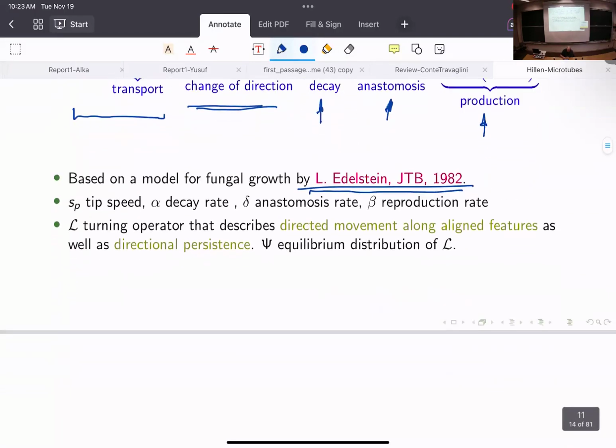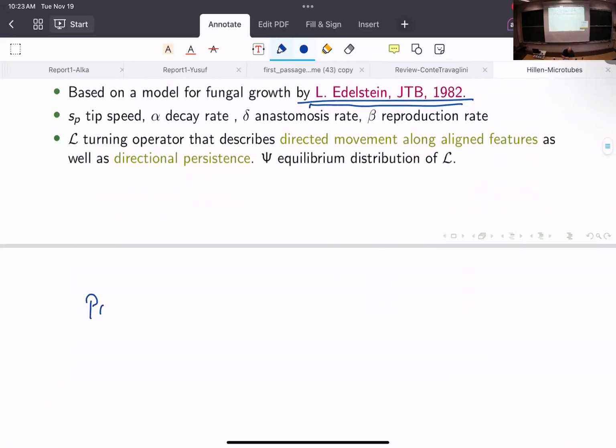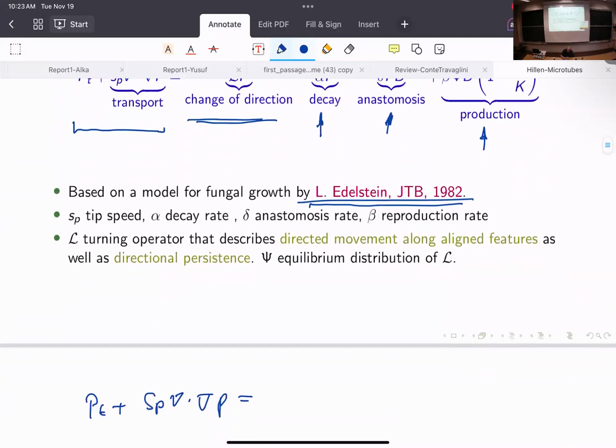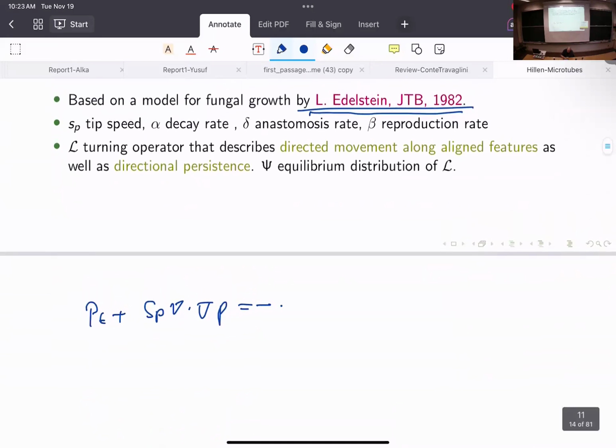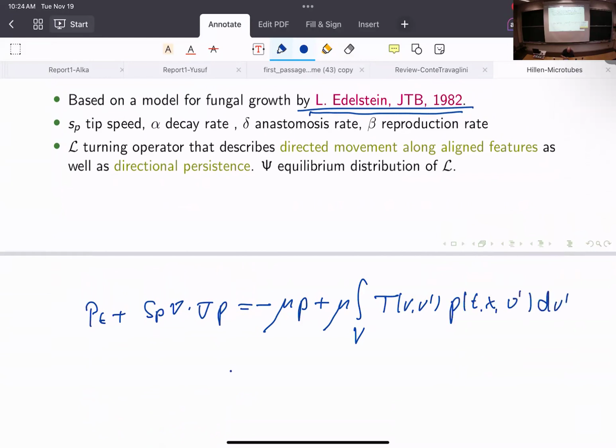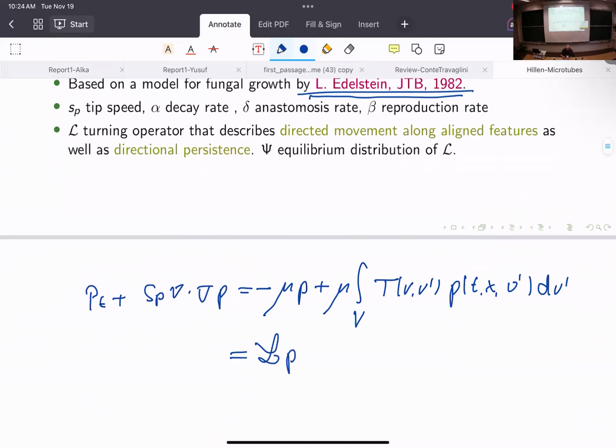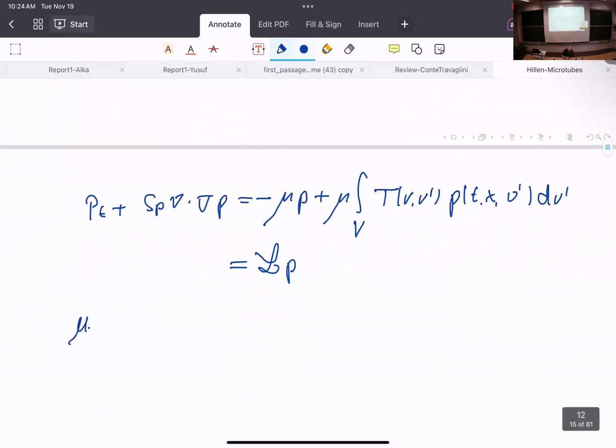So let's write this out. We have P_t plus S_P V times gradient P. So that's the left-hand side. I didn't change anything, but now I write down the integral term. So minus mu P plus mu integral over V of T(V, V') P(t, x, V') dV'. So this is everything which is in this LP. So what is this? Mu here is a turning rate.